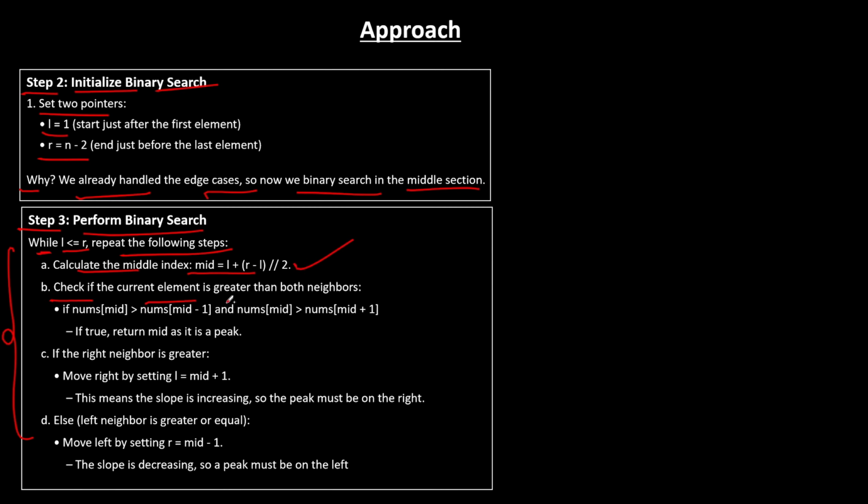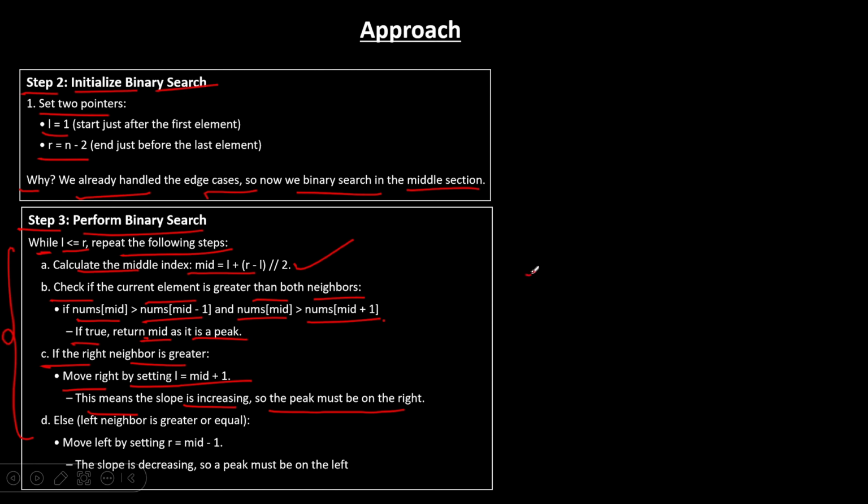Check if the current element is greater than both the neighbors. If nums of mid is greater than nums of mid minus 1 and nums of mid is greater than nums of mid plus 1, this means that we got the peak element, so we return mid as it is a peak element. If the right neighbor is greater, we move to the right side by setting L equals mid plus 1. This means that the slope is increasing, so the peak must be on the right-hand side.